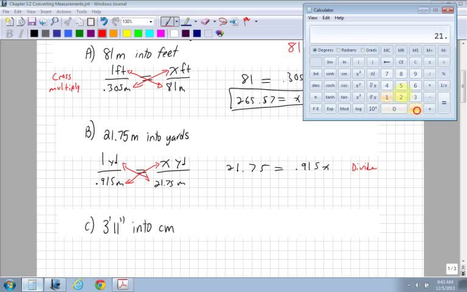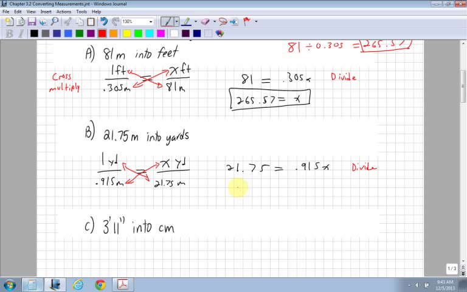I have 21.75 divided by 0.915 is equal to 23.77, which is equal to x, and that should be in yards. Sorry, I should have put the units on the first one too. This one should be in feet. So I have 23.77 yards.